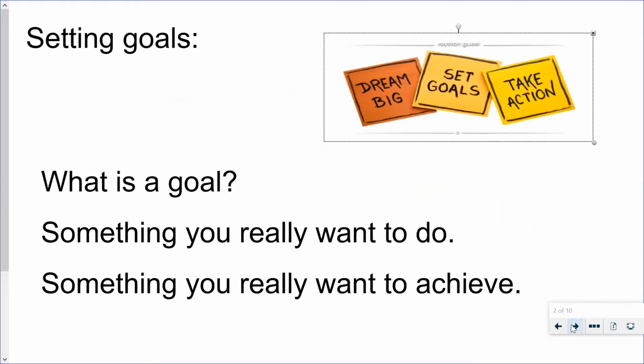Before we begin today's lesson, I would like you to reflect back on your prior learning. What is a goal? Do you remember? That's right. A goal is something you really want to do, something you really want to achieve. Now, I know from our previous lessons, you set up a goal. So today we're going to talk about how we can achieve this goal.